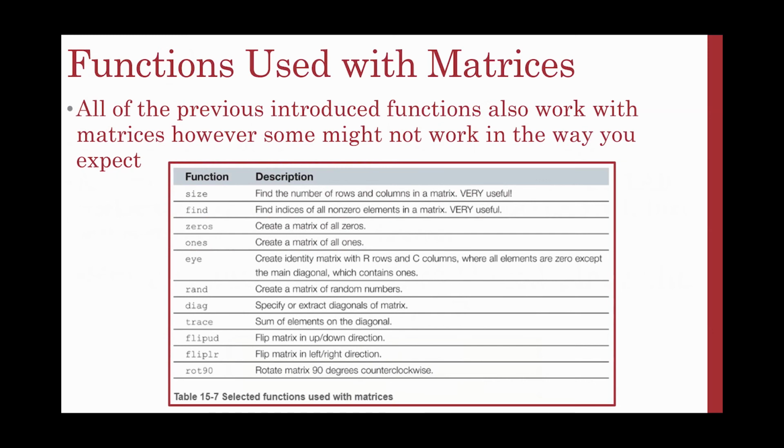Eye creates a matrix with the given number of rows and columns where the elements are 0 except for the main diagonal, which consists of ones. Rand creates a random matrix of numbers. Diag specifies or extracts diagonals of a matrix. Trace actually gives you the sum of the elements on the diagonal. Flipud flips the matrix in the up or down direction. And then we have fliplr, which is for flip left right. We have rot90 to rotate 90 degrees counterclockwise.